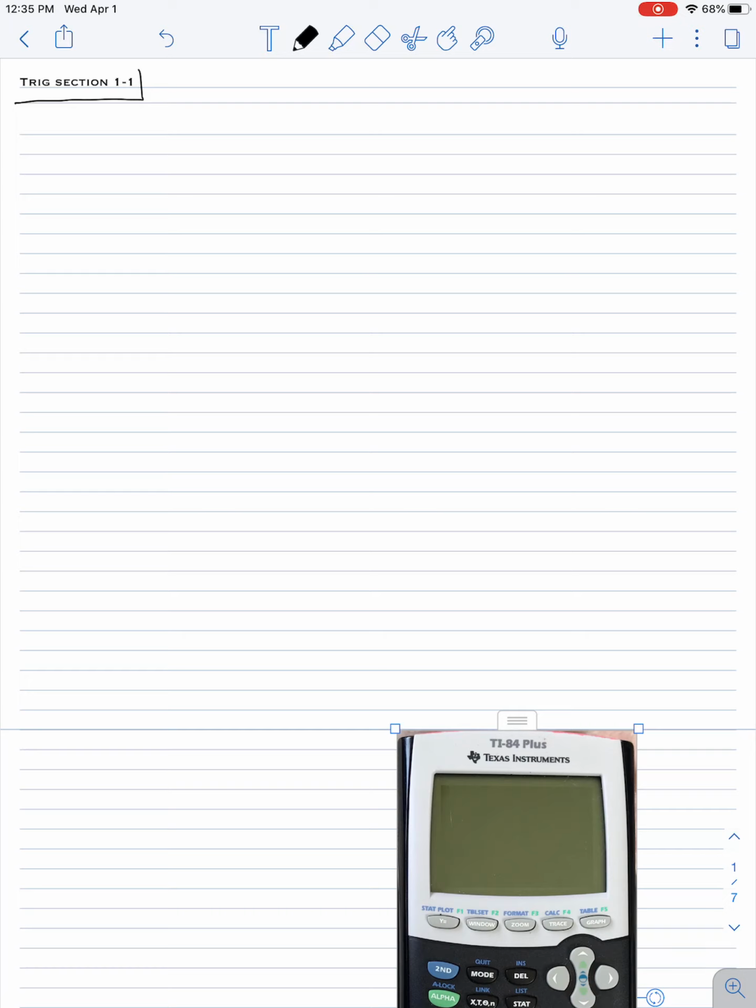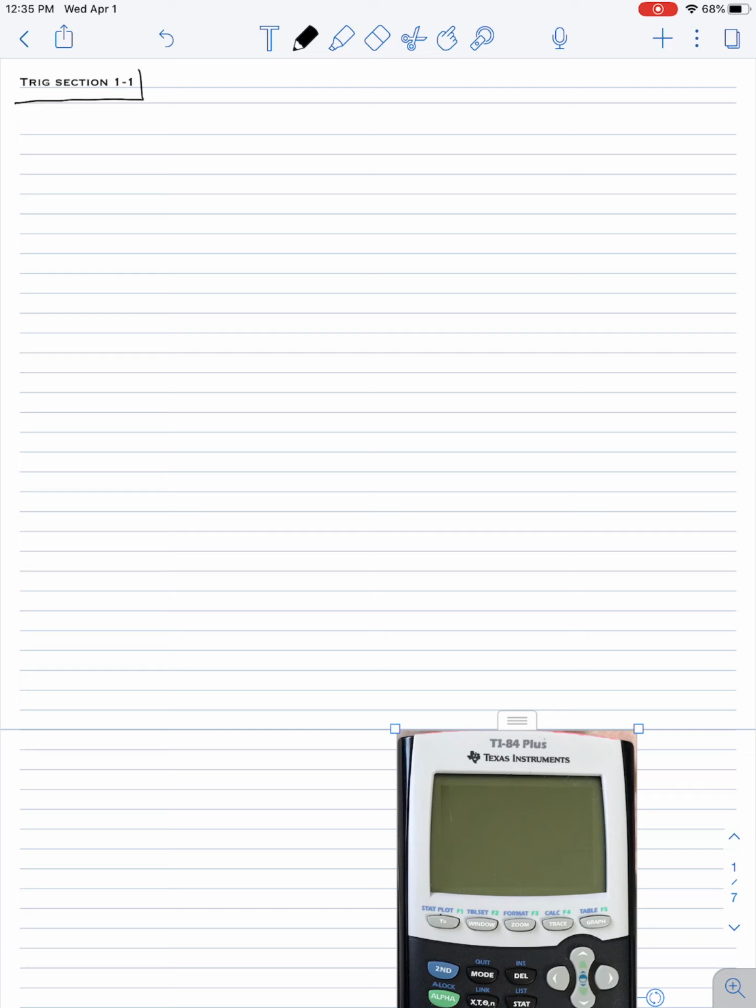If you want to find and reference what we're doing in the book, you just look up the topic in the index and it will tell you where it is. There is reference material available. It's just going to be scattered throughout chapter 5, 6, and 7. So let's get started. This is our Trig section 1.1.